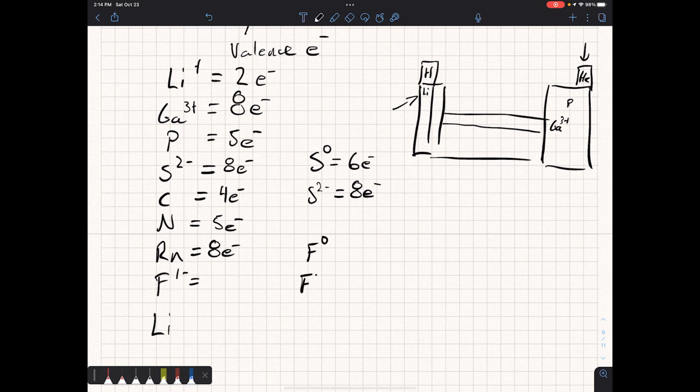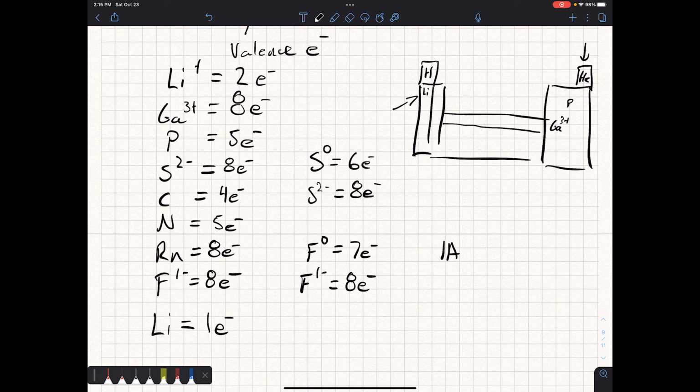So let's back up a step here. If we have F0 and we're looking for F1 minus, fluorine is in column 7A, so that's 7 valence electrons. Fluorine, because it has a minus, fluoride I should say, because it has a -1 charge, is going to have 1 more electron. So we're going to give 8, so again 8 valence electrons. And now we have neutral lithium. So neutral lithium is in group 1A, so it has 1 valence electron.